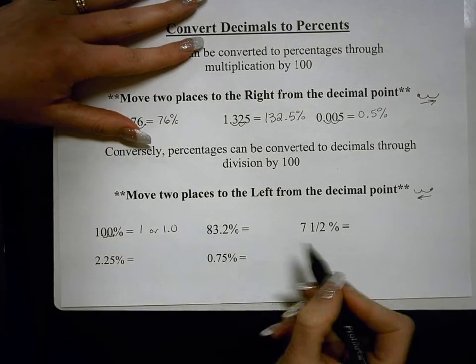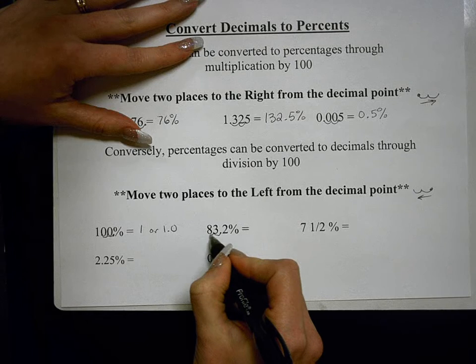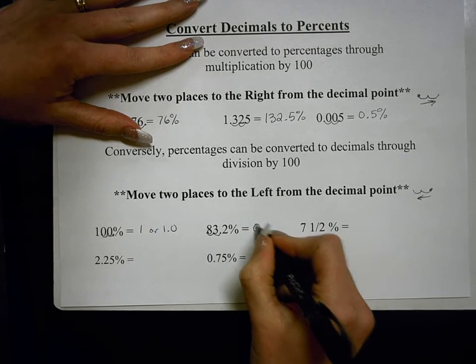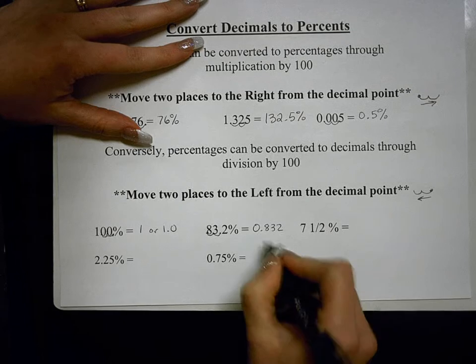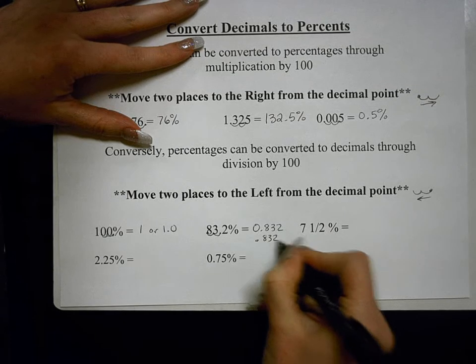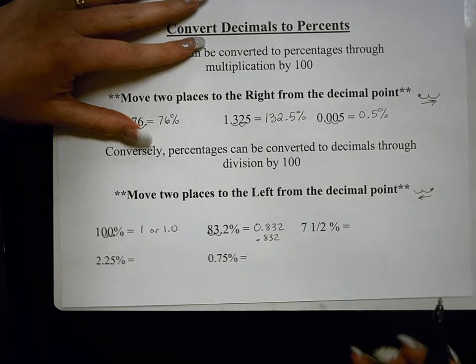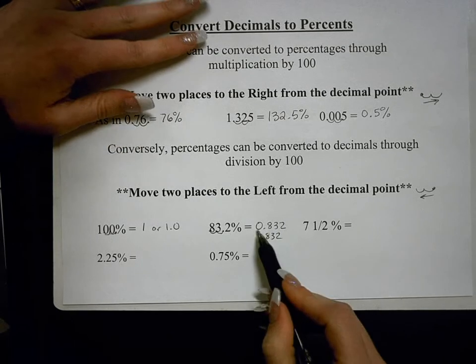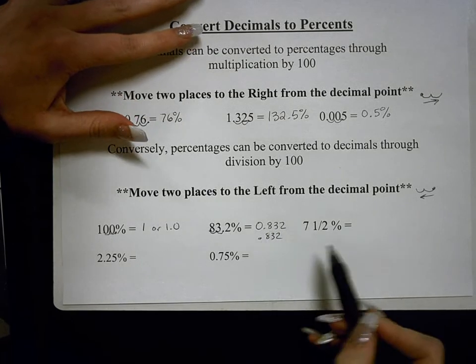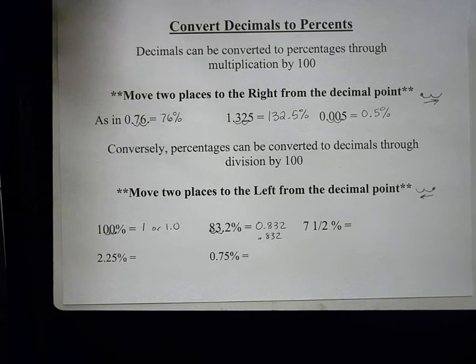83.2%, if we're going to convert this to a decimal, we just move 2 places to the left, and it's the same thing as 0.832. Now 0.832 and .832, they are the same thing, but there's just 2 different ways to write it. I would say this way is the more proper mathematical way to write it, but they mean the same thing.